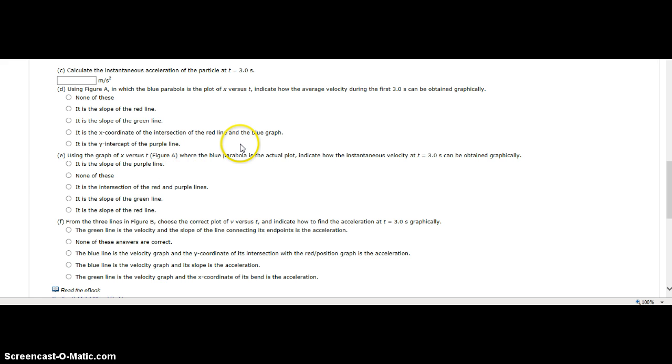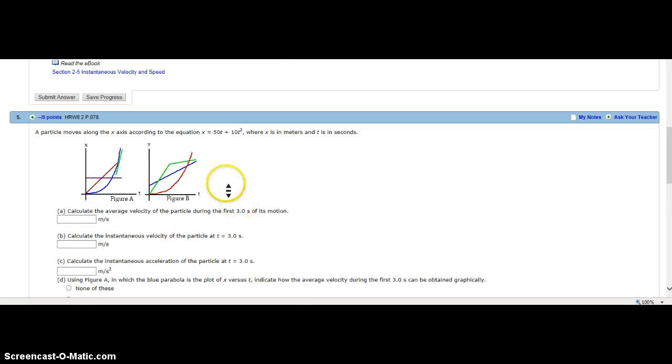So again, talk to each other, try to make sense of these. The wording can be a little confusing, but just try to see how they can relate to these graphs here.